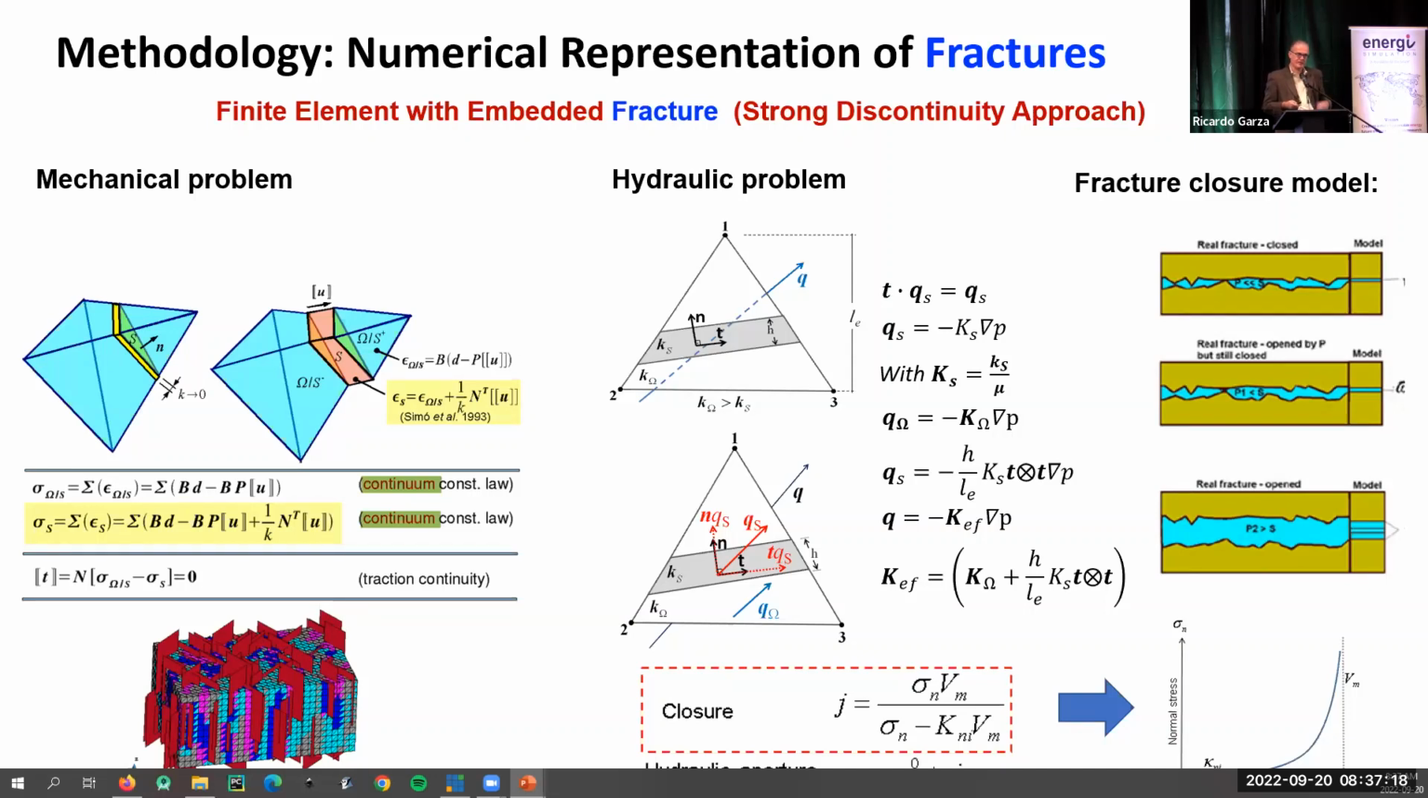So if we have a change of stresses, we have a change in the aperture of the fracture. And we are also able to update the fracture permeability at the element. The permeability of the finite element will be a function of the permeability of the fracture and the permeability of the rock. And we are going to use the closure model proposed by Barton-Bandis for the closure of the fracture.